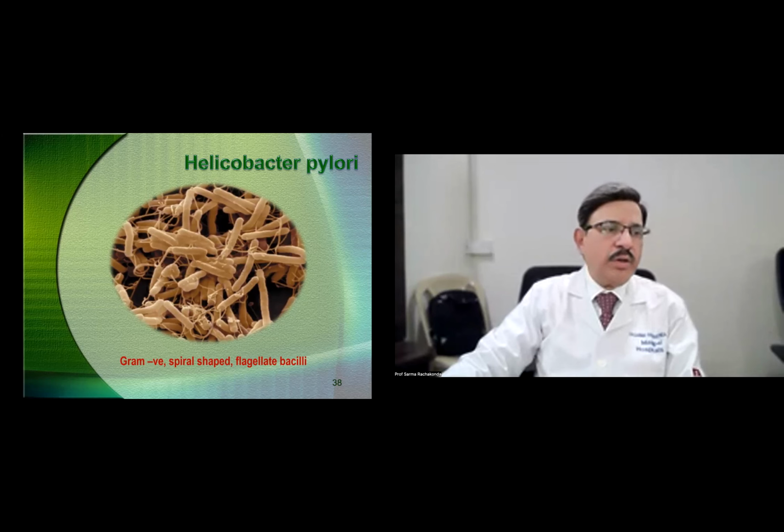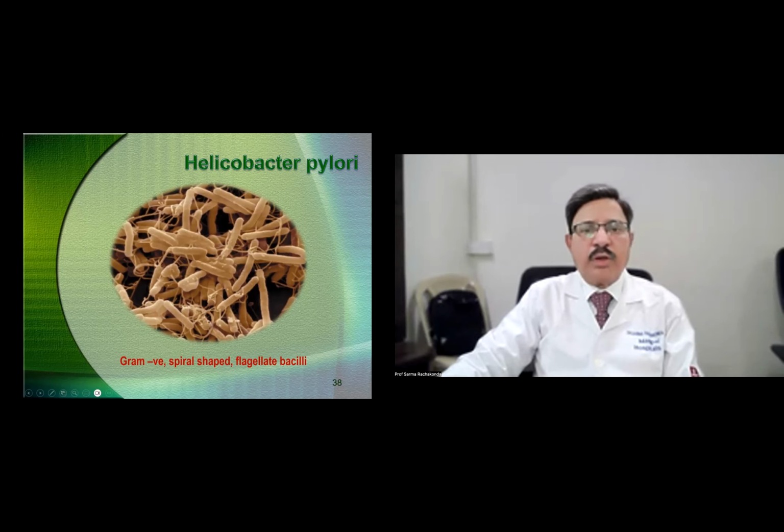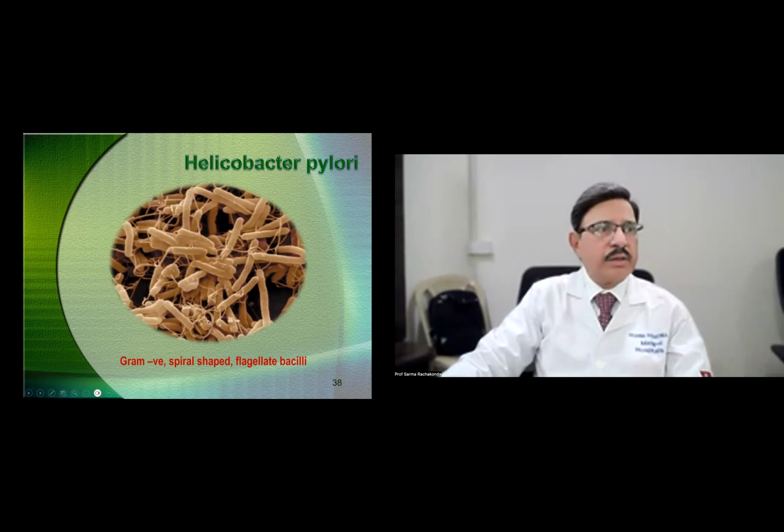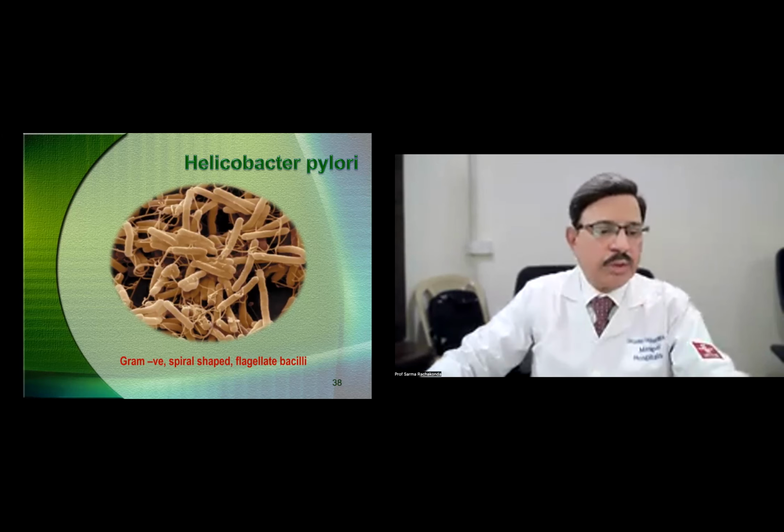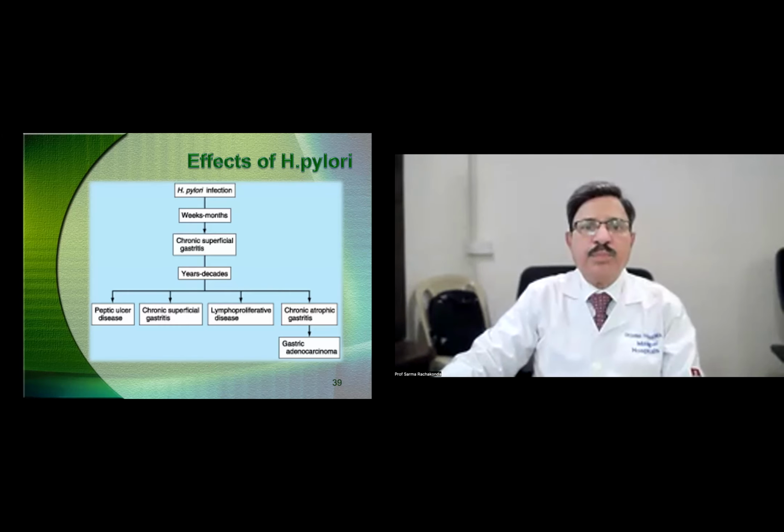The disadvantage of being a waterborne disease is that you treat today, and again he gets contaminated water, and again H. pylori comes back. So recurrent H. pylori infections are possible. What will happen? With H. pylori infection, weeks and months will pass with chronic superficial gastritis, then over years and decades it can pave the way for peptic ulcer disease, or it can remain chronic superficial gastritis, or it can trigger lymphoproliferative disease, or it can go on to chronic atrophic gastritis, which can finally lead to adenocarcinoma.